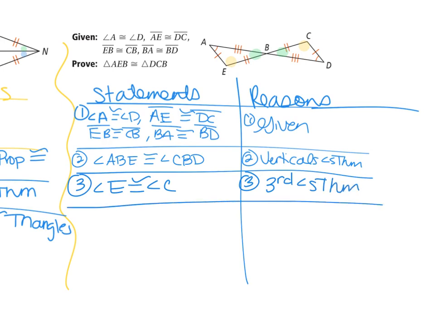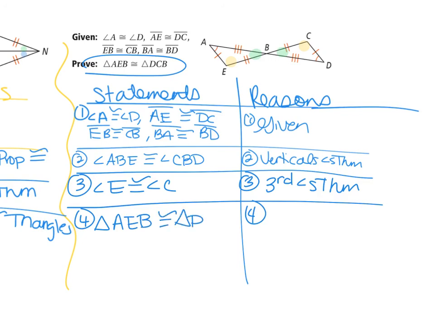Okay, so now we've had all three sides that are stated as congruent and all three angles are stated as congruent. Finally, we are done. We are ready to write our final congruent statement. Triangle AEB is congruent with triangle DCB, and it's going to be the same as the last one. Definition of congruent triangles, and I'm going to do the abbreviation.